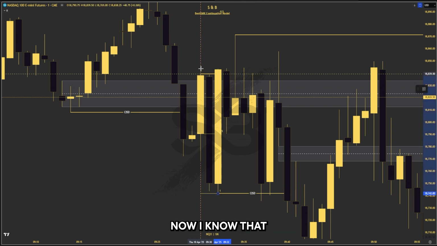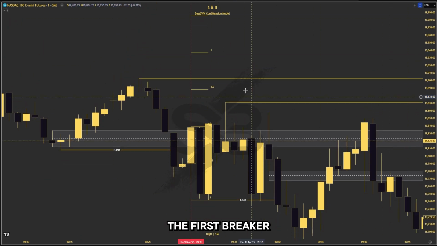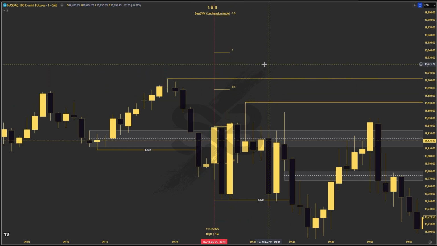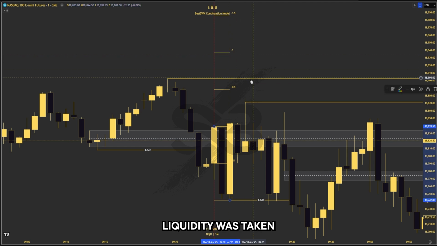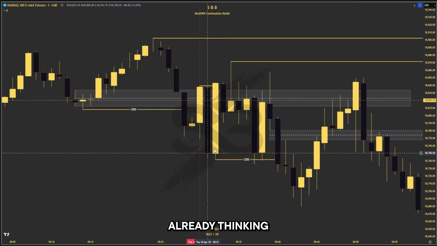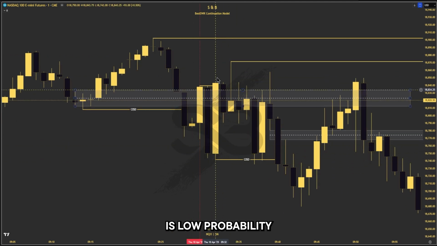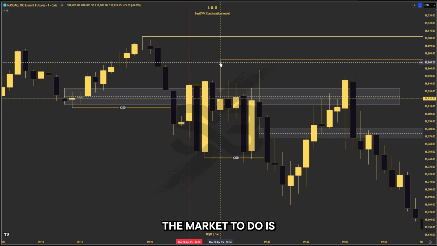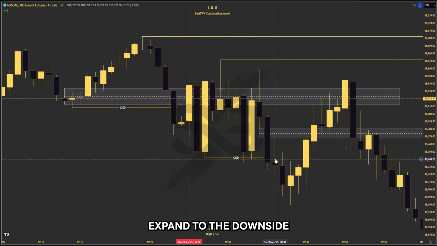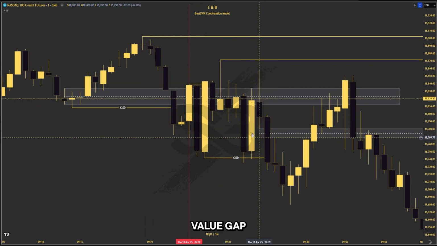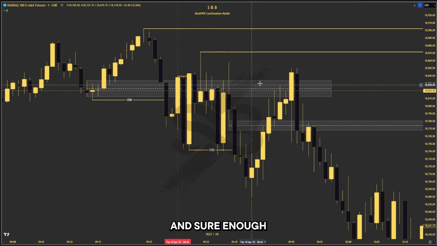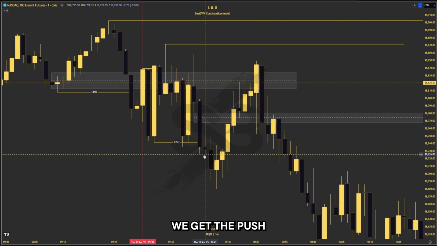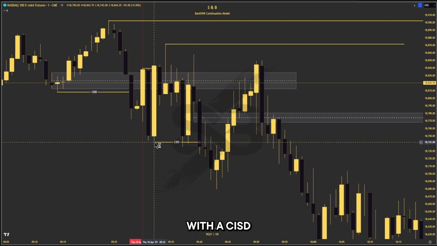Okay. Now I know that the first breaker that happens after 930 tends to be some sort of manipulation and doesn't really stay unless significant liquidity was taken out of the market. And so I'm already thinking this low is low probability. What I want the market to do is I want the market to then expand to the downside and give me some sort of fair value gap inside of that, because that would be the first fair value gap of the day.